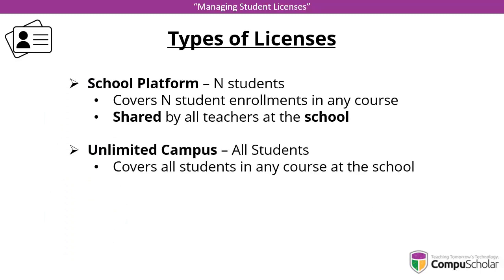The second type of license is an unlimited campus license. As you might guess, it will cover all of the students in your school in any available course, and so the way that you manage students within your sections becomes a little bit easier.